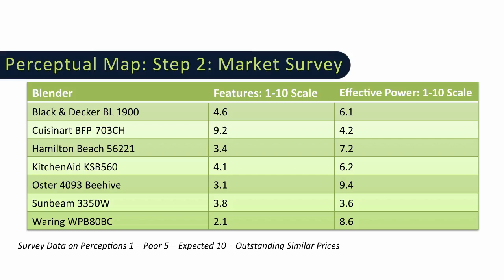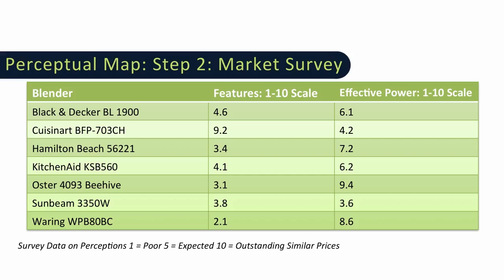The 2 evaluation criteria were features and effective power. A score of 1 on features meant that it had few features, whereas a score of 10 meant that it had many features. A score of 1 on effective power meant that it crushed ice very slowly, whereas a score of 10 meant it crushed ice very, very quickly.